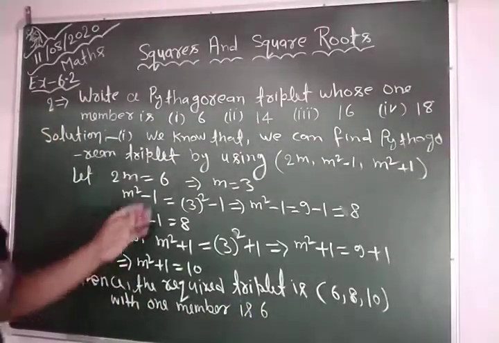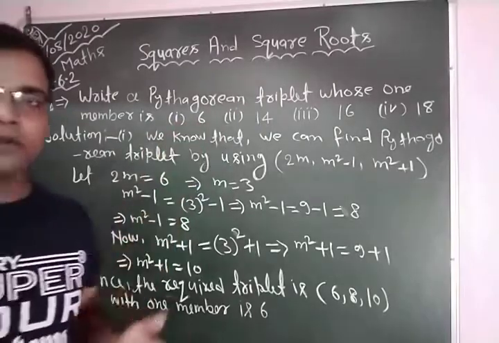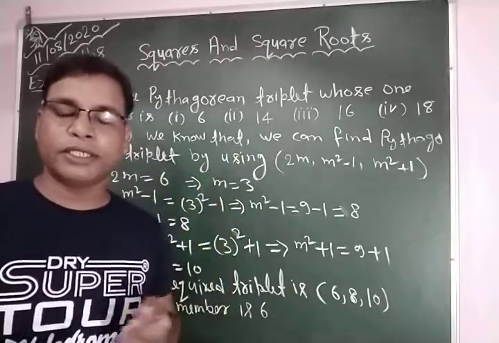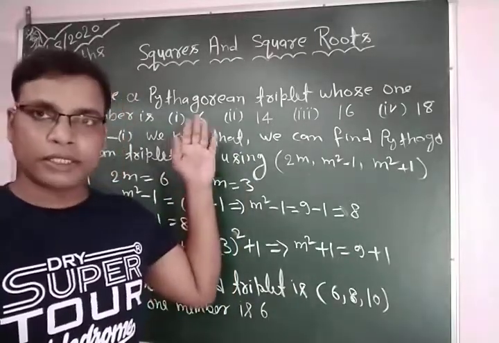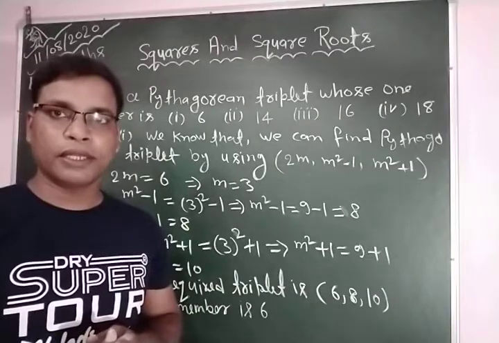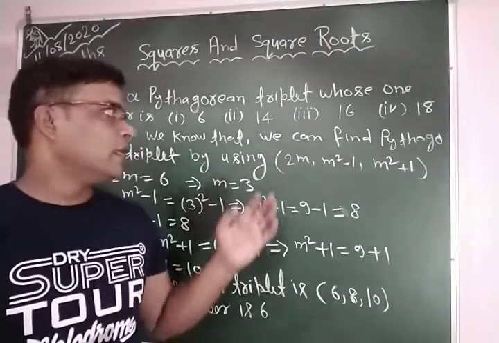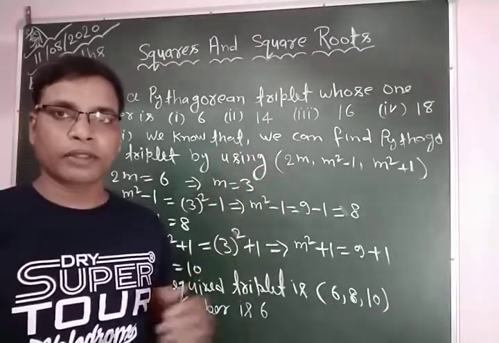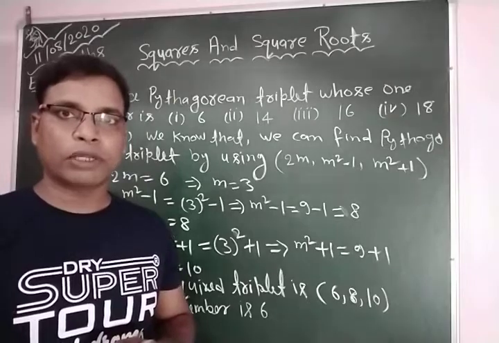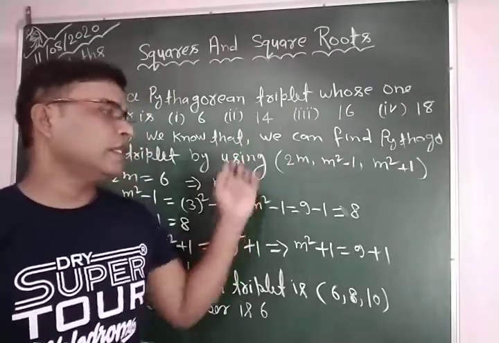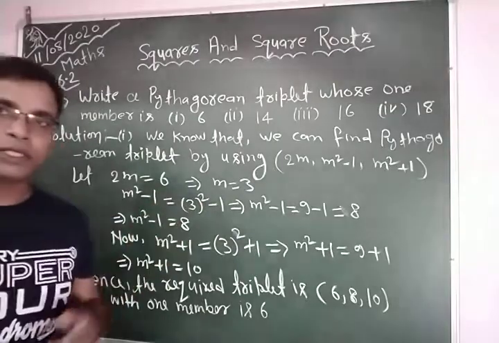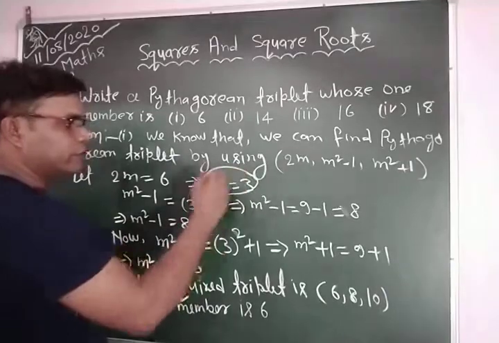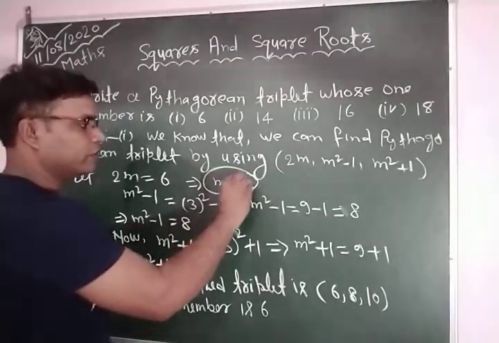Okay, so in this question we need to find a Pythagorean triplet, and one number, we can say one member, is given here. So first we let this 6 be a member of the Pythagorean triplet, and we know that we can find it by using 2m, m square minus 1, m square plus 1. So first we let 2m is equal to 6, then we find m is equal to 3.